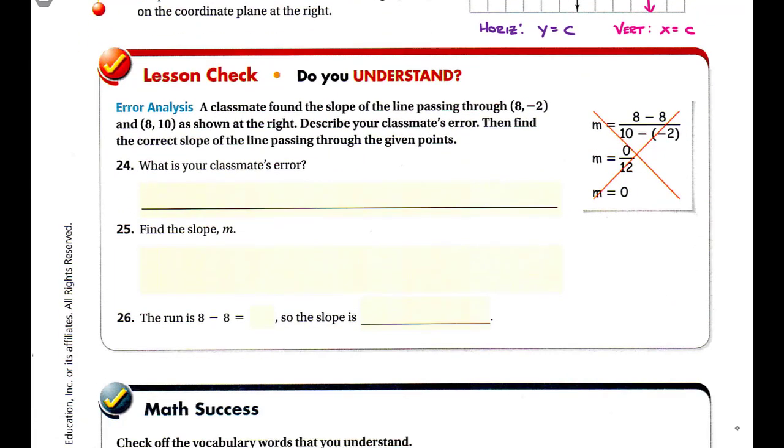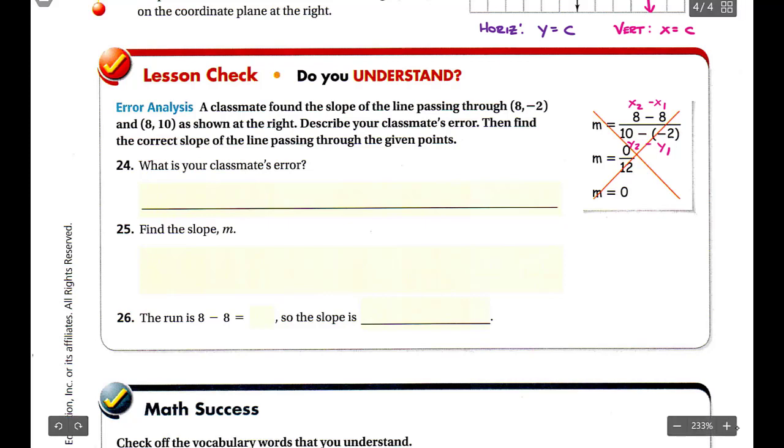And our lesson check: a classmate found the slope of the line passing through 8, negative 2 and 8, 10 as shown at the right. Describe your classmate's error and then find the correct slope passing through the given points. What this student has done, they have done x2 minus x1 over y2 minus y1. They found the correct values, but they have them in the wrong place. And this is what I illustrated at the beginning of the notes when I talked about slope. It's always the change in y over the change in x. It's rise over run, not run over rise.